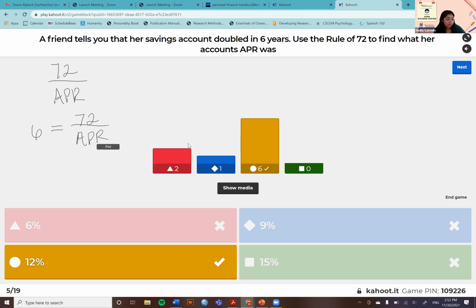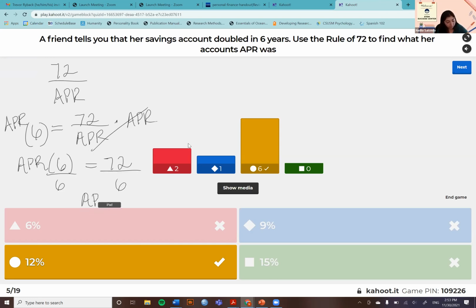to find APR. So we want to get APR by itself, so we can get it out of the denominator. Got to do it to both sides. So we have APR times 6 is equal to 72. And then to get APR by itself, we just divide by 6. So APR is going to be 72 divided by 6, which is 12. And that's why our APR is 12%. So we're setting it up differently because we're trying to find the APR.